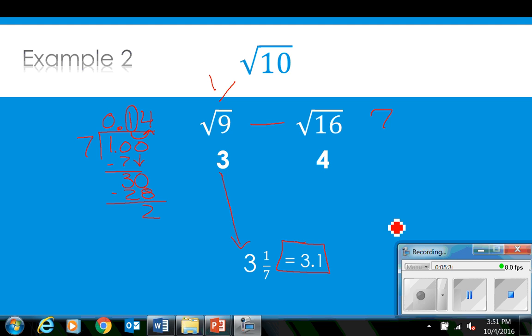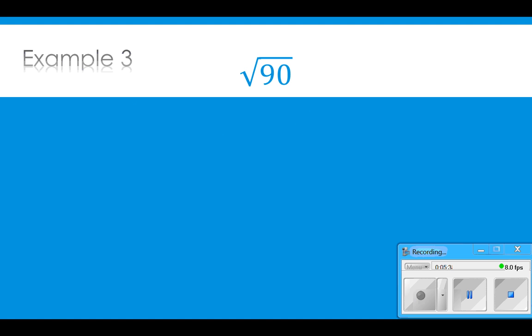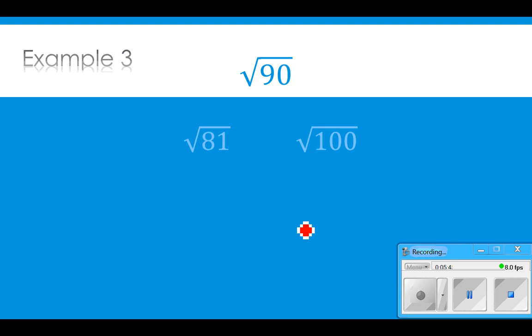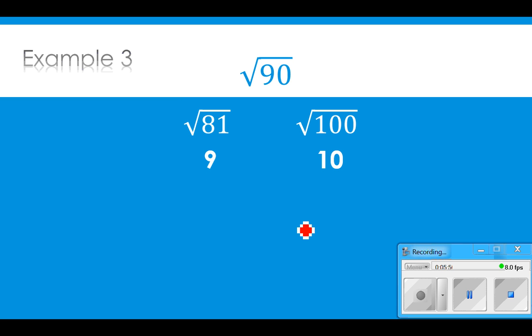All right, here is example 3. The two perfect squares that this number is between is the square root of 81 and the square root of 100, which means the two integers would be 9 and 10. And so we know our answer is going to start with the whole number 9. So we would subtract these. And when you do that, you get 9. Subtract these, you get 19. So that's our fraction. Then we have to do the division problem, 9 divided by 19.